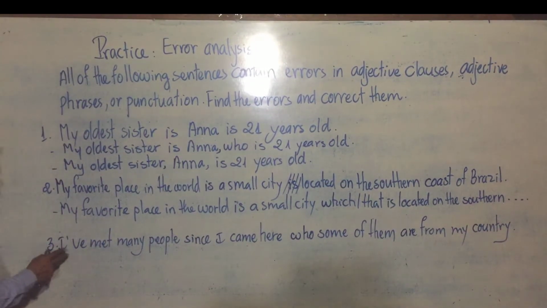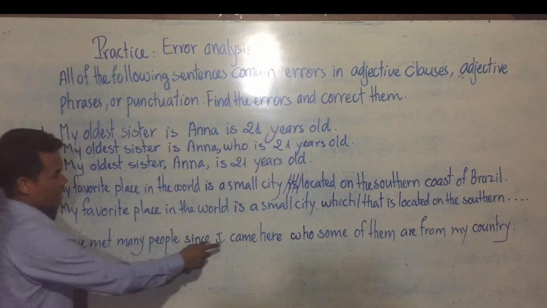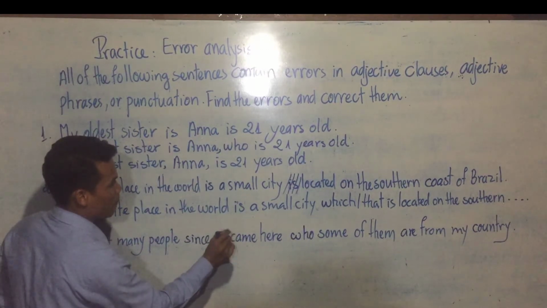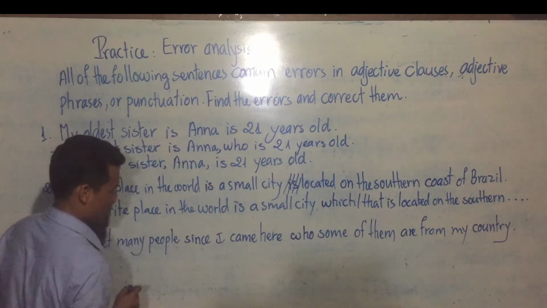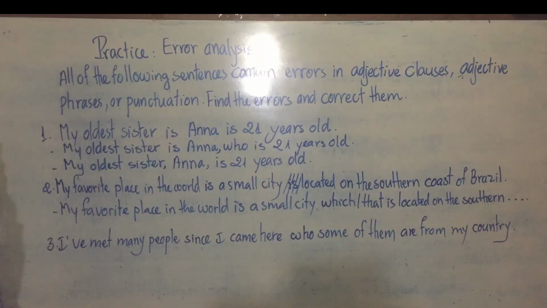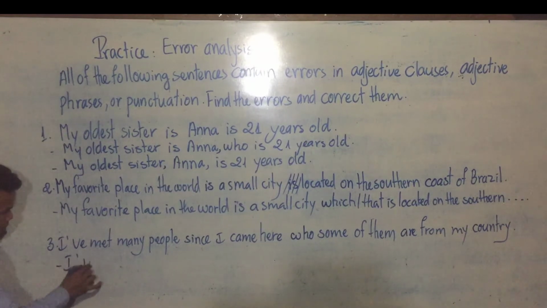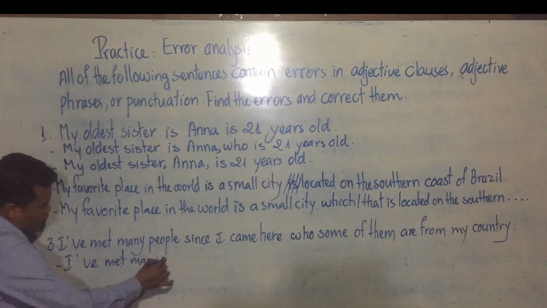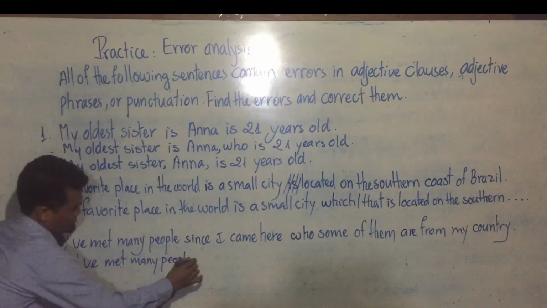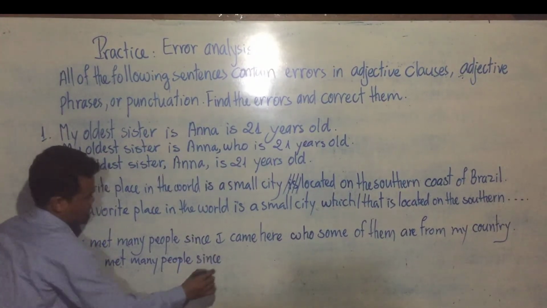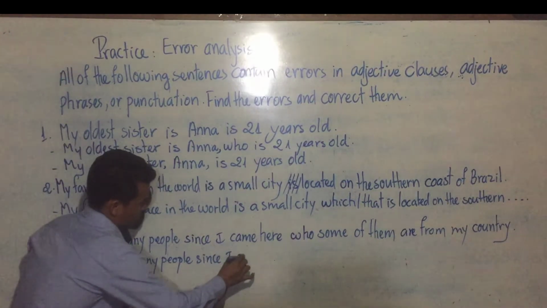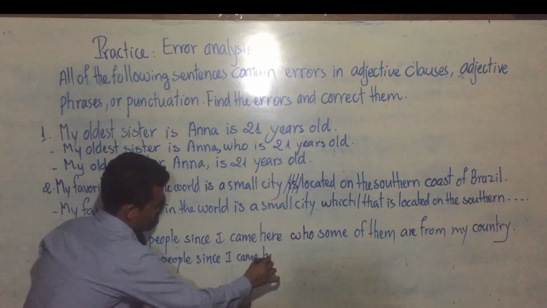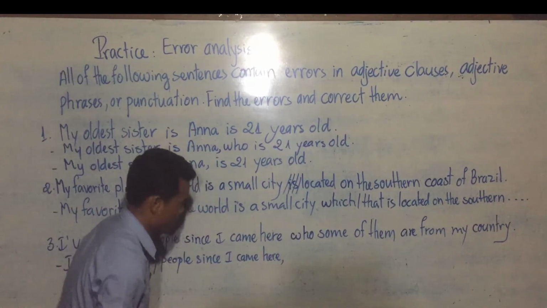Number three, I met many people since I came here who some of them are from my countries. Number three, we also have two ways in order to correct the errors. One is you can write like this: I met many people since I came here, and then we use comma.